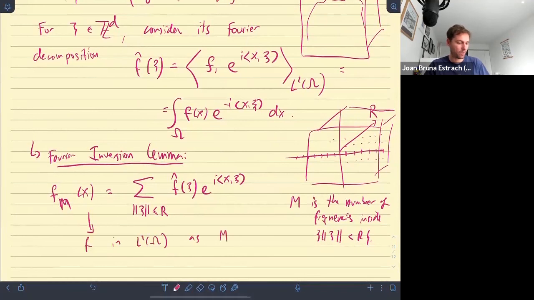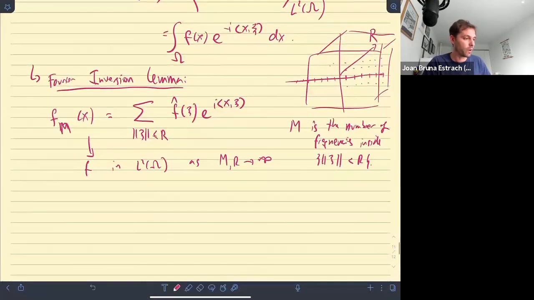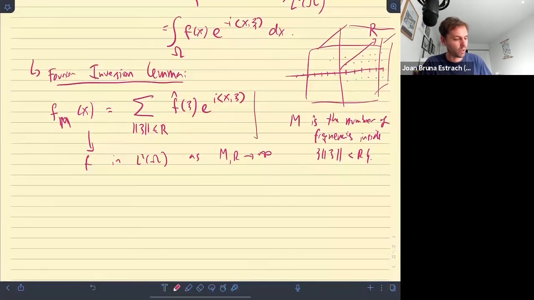As m or r goes to infinity, right? So if you make the radius bigger and bigger and you collect all the frequencies, this converges to the function, right? And this is because you are just relying on the fact that there's a very natural control, right? So in particular, let's look at what this formula says, right?